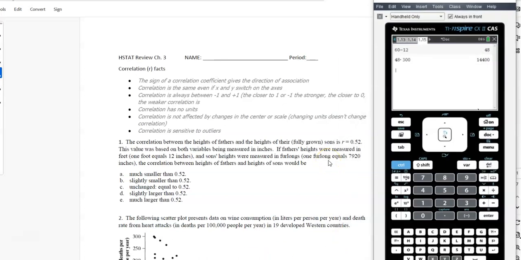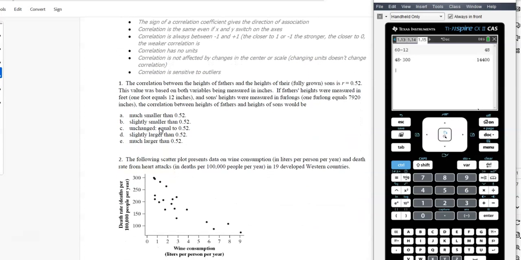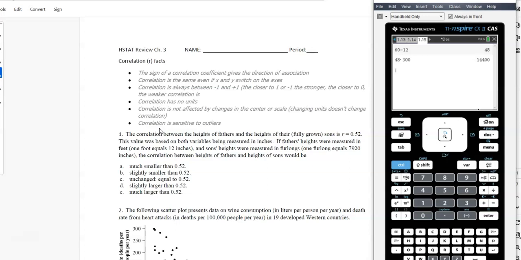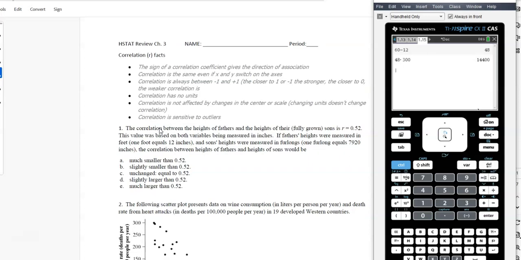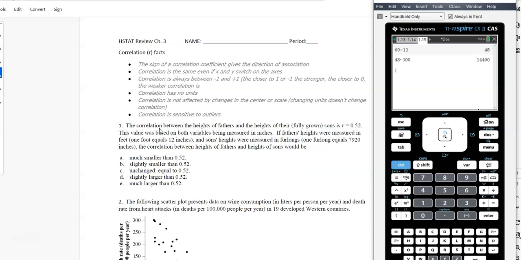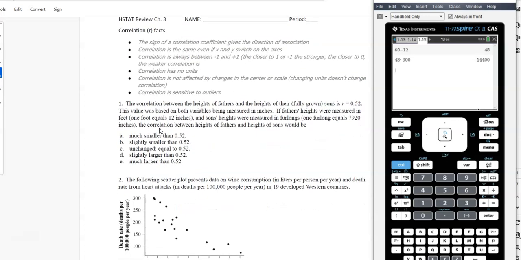So today we're doing the HSTAT Review for Chapter 3. So start with a lot of nice facts about correlation. Read those. Definitely want to know those. Correlation questions are pretty common. It's one of the main concepts of the chapter.